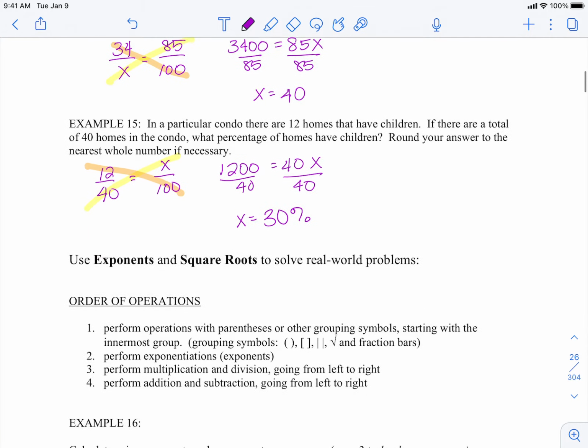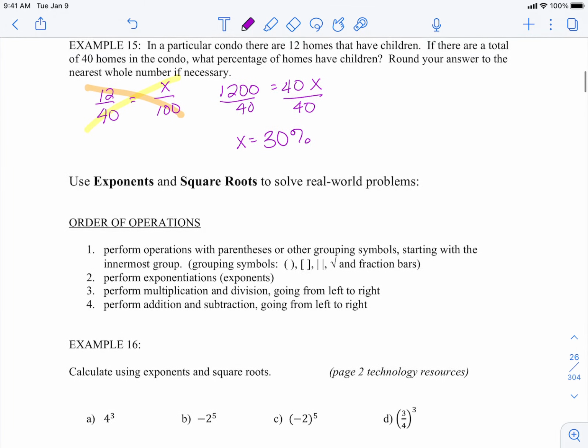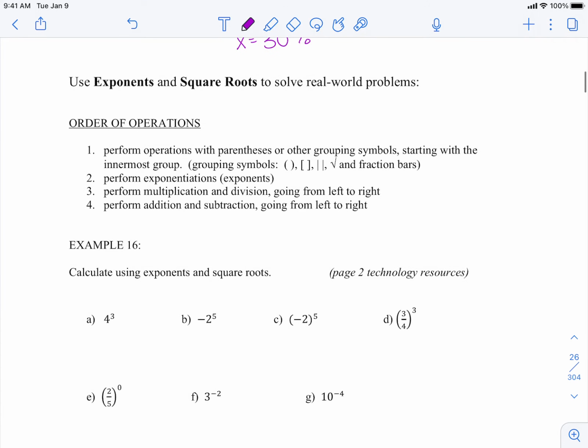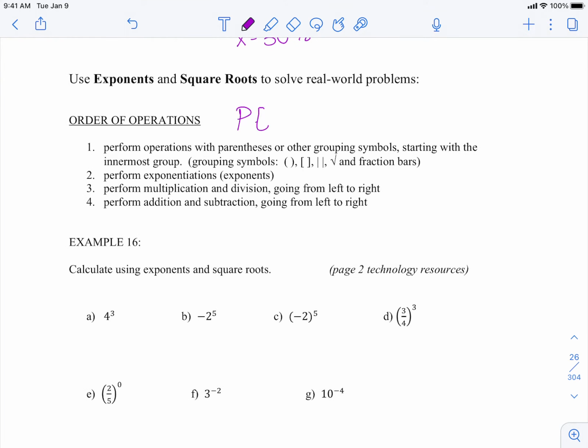All right, use exponents and square roots to solve real-world problems. Make sure we follow the order of operations. Perform operations with parentheses or other grouping symbols starting with the innermost group. Perform exponents, then multiplication and division going from left to right, and then addition and subtraction going from left to right. You may have seen this word, PEMDAS. PEMDAS is a way to remember that.